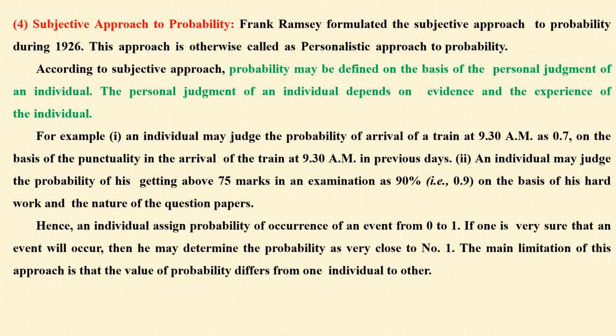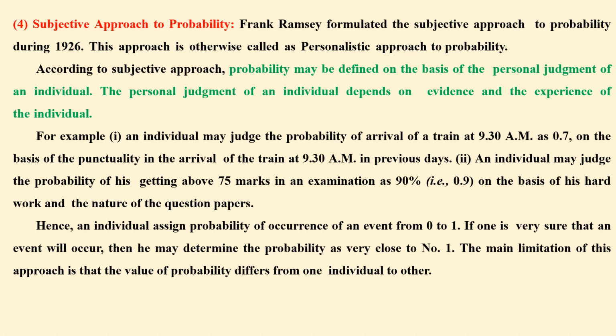For example, an individual may judge the probability of arrival of a train at 9:30 a.m. as 0.7 on the basis of the punctuality in the arrival of the train at 9:30 a.m. in previous days. Second, an individual may judge the probability of getting above 75 marks in an examination as 90%, that is 0.9, on the basis of his hard work and the nature of the question papers. On this basis only he can make a probability estimate.